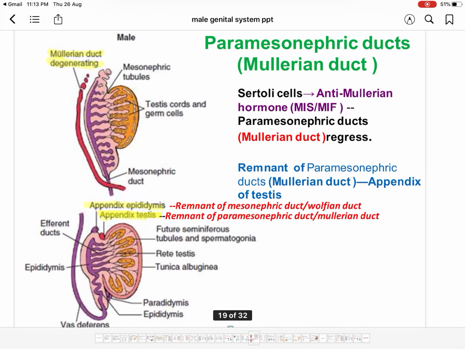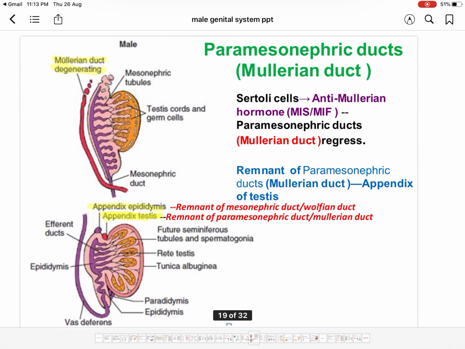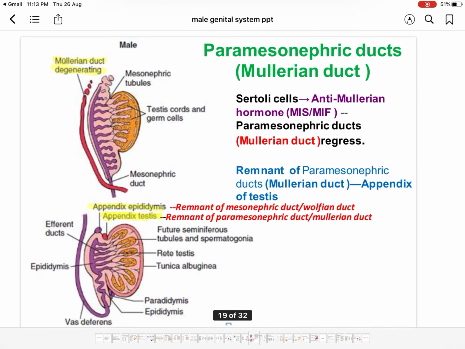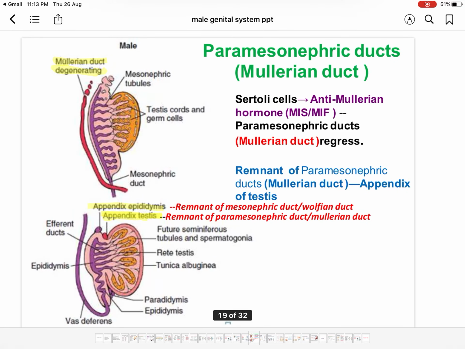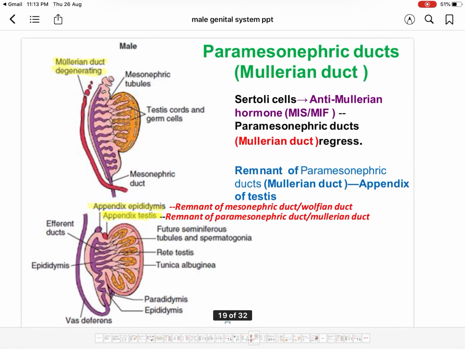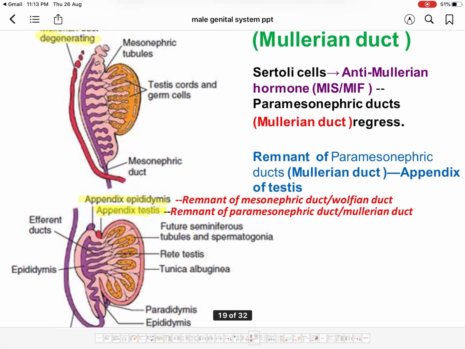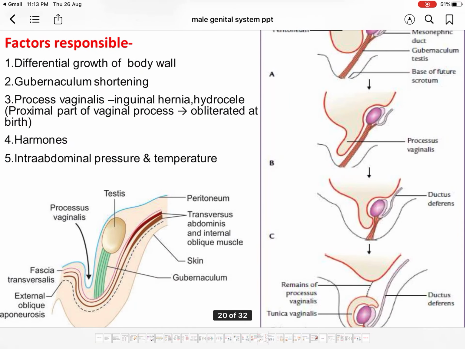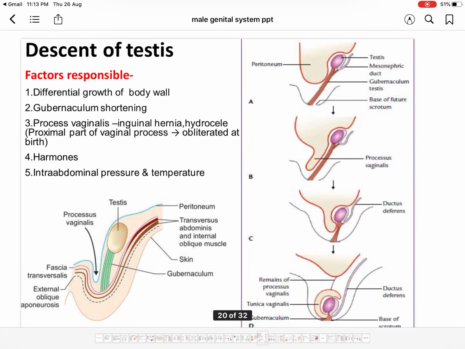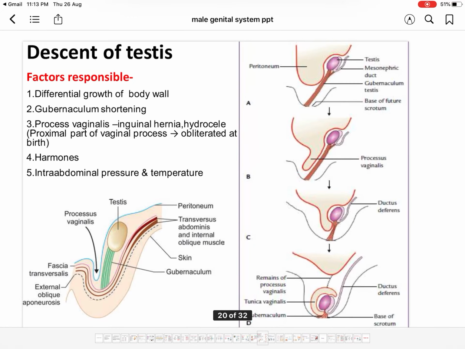Now the paramesonephric duct, the remnant of the paramesonephric duct, will form the appendix of testes. Now the descent of testes, ये हमने gross में पढ़ा है, so I am not going into detail.